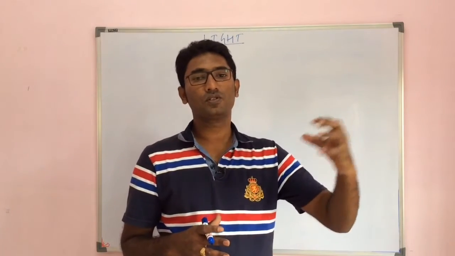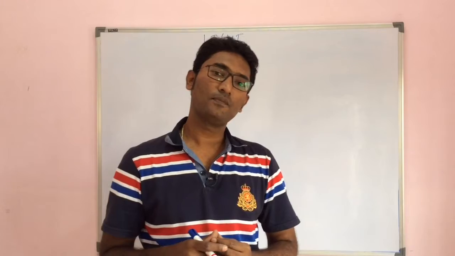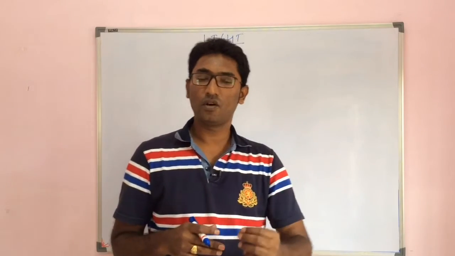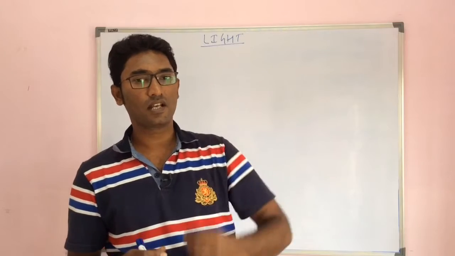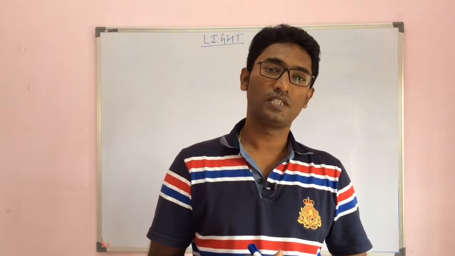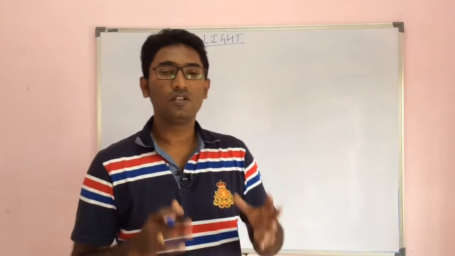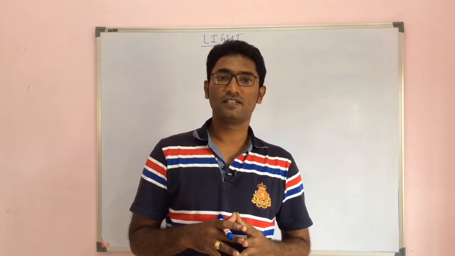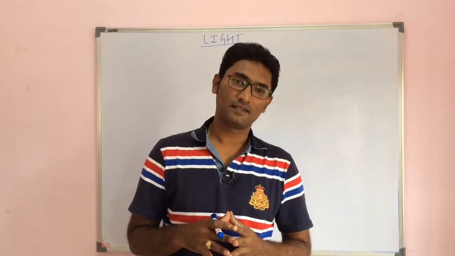When light falls on an object, it gets reflected from the object and then enters into our eyes. The reflected light enters our eyes and then we are able to see that object. So light is a physical quantity which creates a sensation of sight in us.